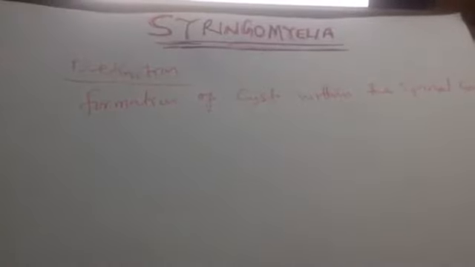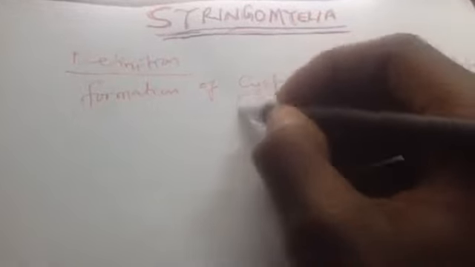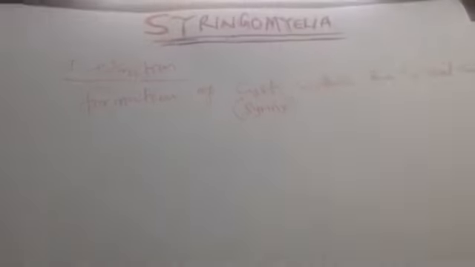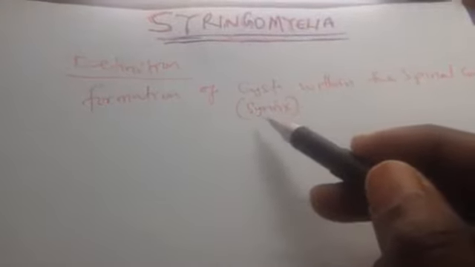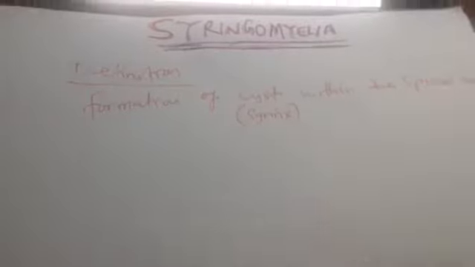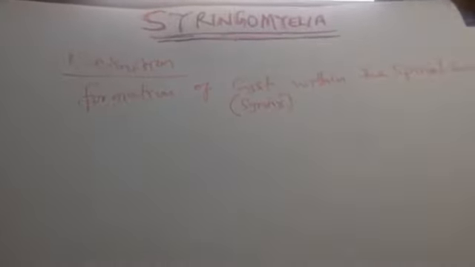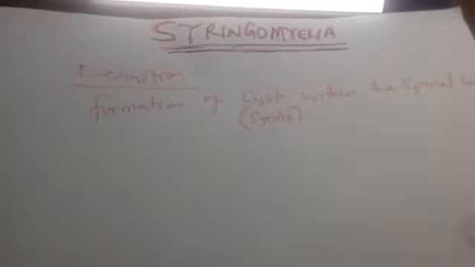Now we are going to see the causes. What causes this cyst to form within the spinal cord? This cyst is also known as a syrinx, from the word syringomyelia. Syrinx is the accepted term that is applied to the cyst that develops inside the spinal cord.